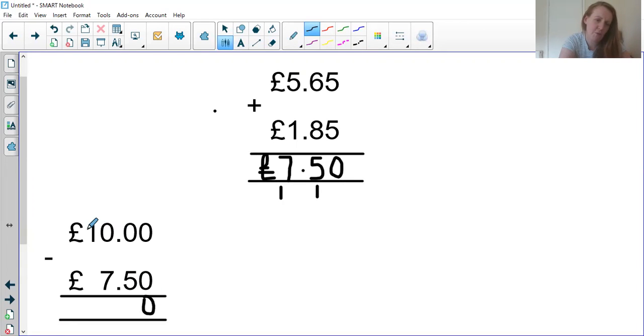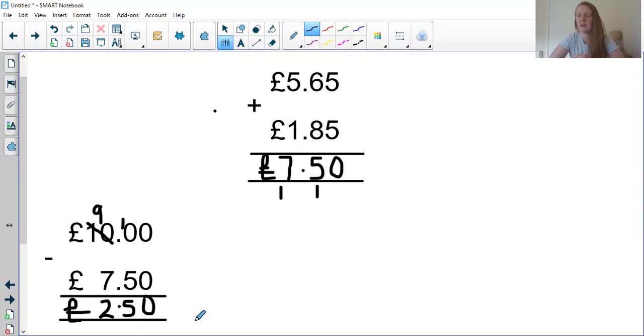So you can't borrow it from there. So we're going to cross out the whole of the 10 and make this 9 and make this 10. So 10 take away 5, we know is 5. Put my decimal point right in there because that's the next thing that comes in line. And then I've got 9 take away 7. 1, 2, 3, 4, 5, 6, 7, leaving me with 2. So my change is £2.50. Okay, which is the same answer.